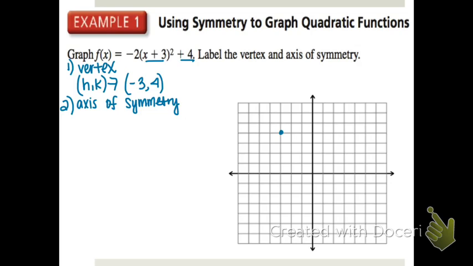So now I need to plot my axis of symmetry, which we were told is x equals h, and h is -3. So my axis of symmetry is x equals -3. It's really important that I say the axis of symmetry is x equals -3 and not just -3, because the axis of symmetry is a line. And if I say that the axis of symmetry is -3, well, I don't know. That doesn't tell me. That's just a point. That's not a line.